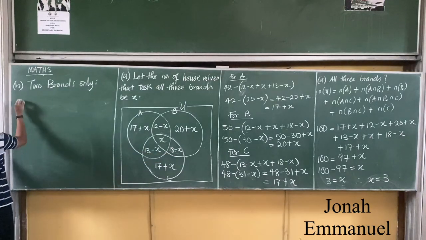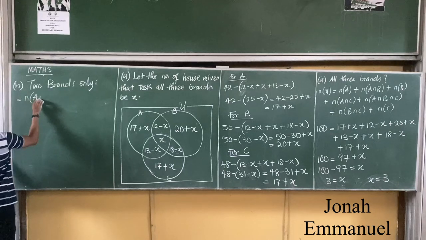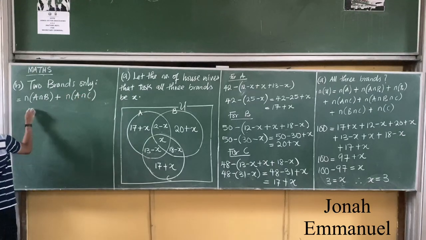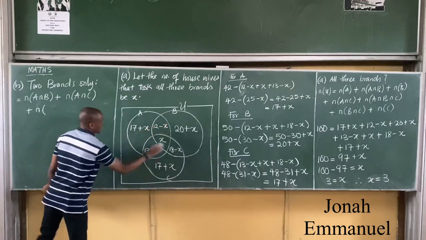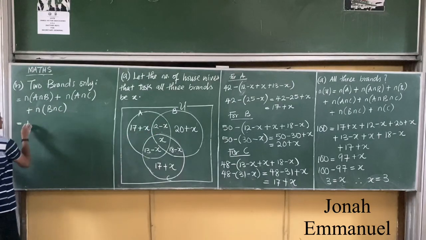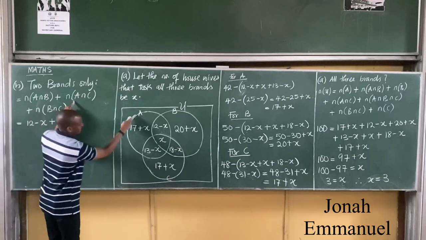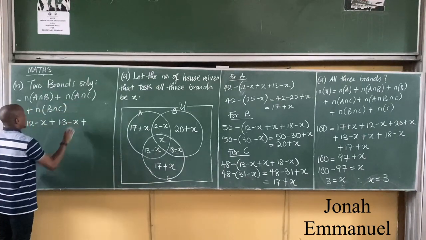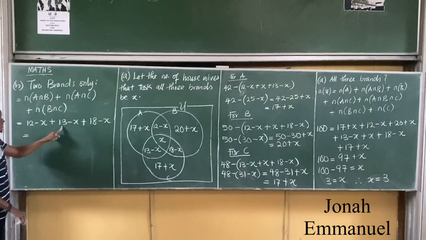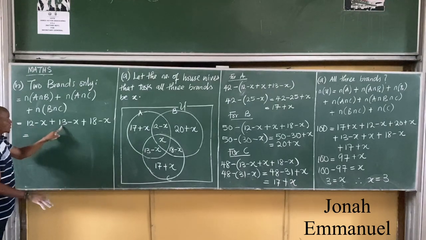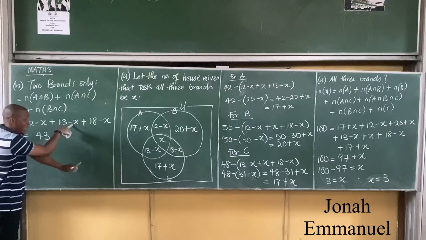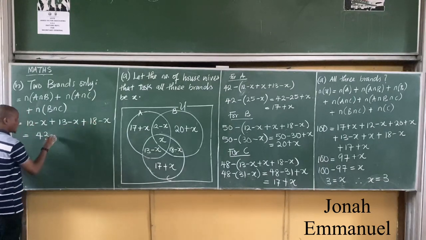So first of all, write it in set notation. Here is A and B, so number of A intersection B, plus here is A and C, number of A intersection C, plus here is B and C, that's B intersection C. This is equal to A intersection B, which is 12 minus x, plus A intersection C, 13 minus x, plus B intersection C, 18 minus x. Sum this up: 12 plus 13 is 25, plus 18 is 43, minus x minus x minus x, minus 3x.